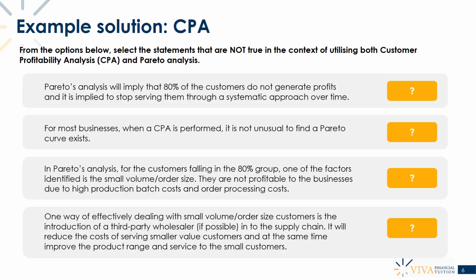So instead of us producing in small batches and processing small orders, we bring an extra element into the supply chain. We could sell to a wholesaler, which would still allow us to produce in big batches, and then they could deal with the smaller customers by selling that off to a range of smaller customers. And it essentially says it will reduce the cost for us. So what do we think? Let's have a look then.